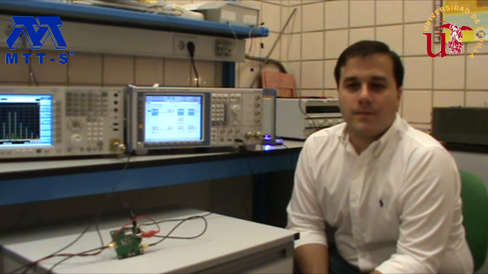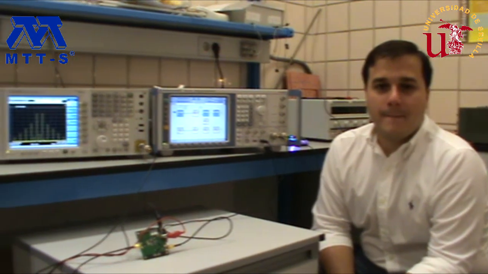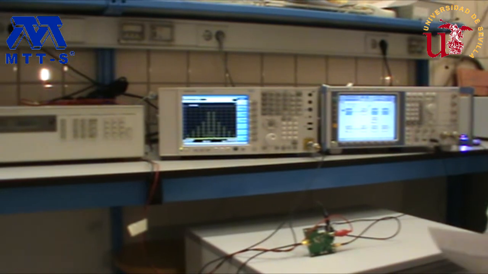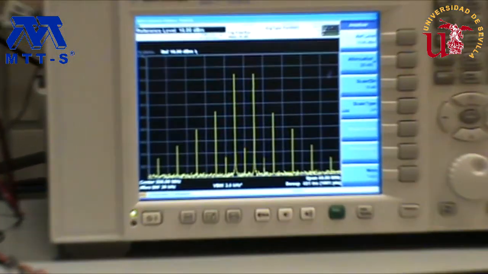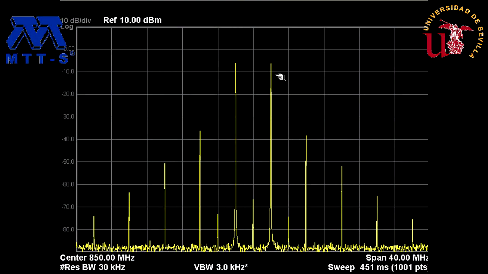This 2-tone signal is now applied at the input of the device under test, driving the amplifier to a saturated level. These are the fundamental tones. These peaks are the third-order intermodulation products. These ones are the 5th order.